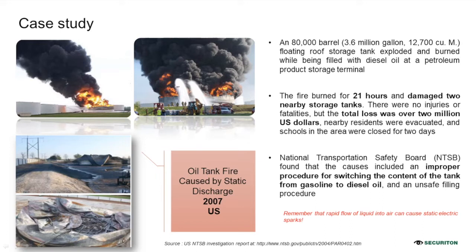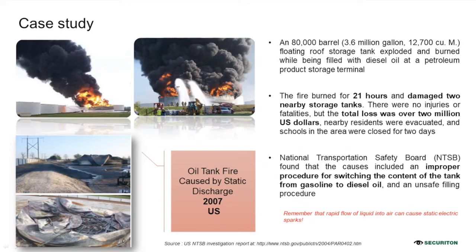sometimes a week. I have another incident that took a week to suppress, because the size of the floating roof tank itself, and the equipment and types of extinguisher used, are crucial in order to suppress the fire. In this case, it took 21 hours, and the nearby storage tanks were also damaged. The total loss here was about $2 million US. The nearby residents were evacuated, and schools were closed for 2 days after the fire.